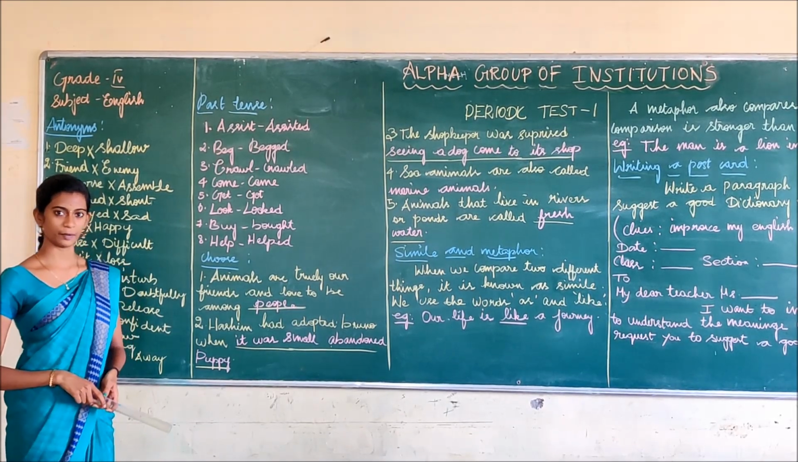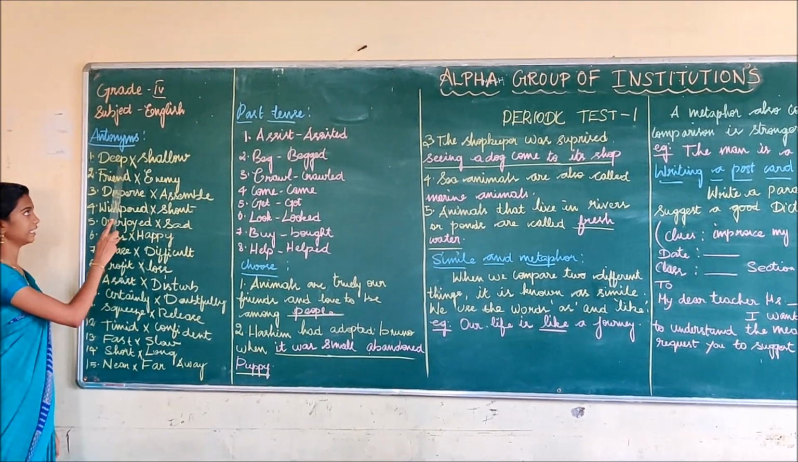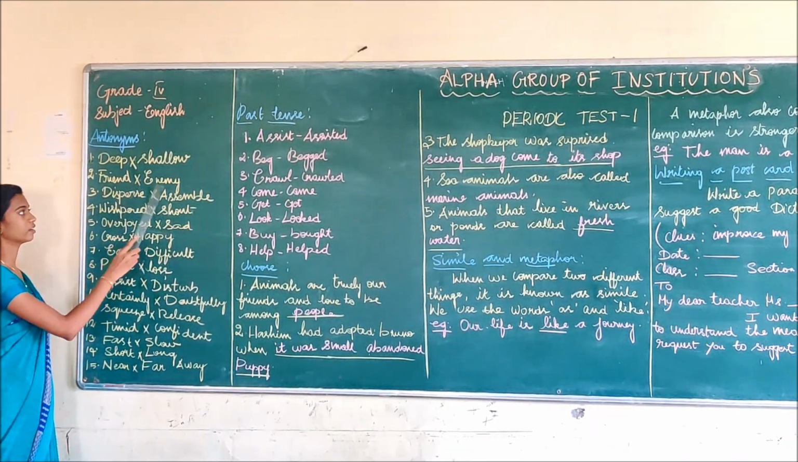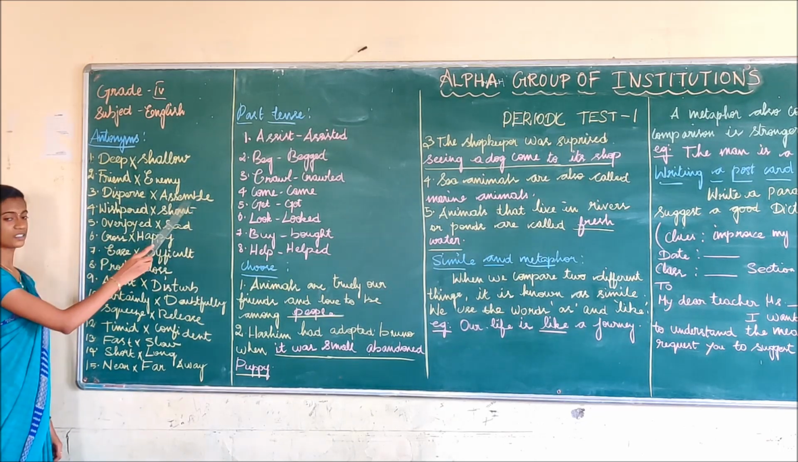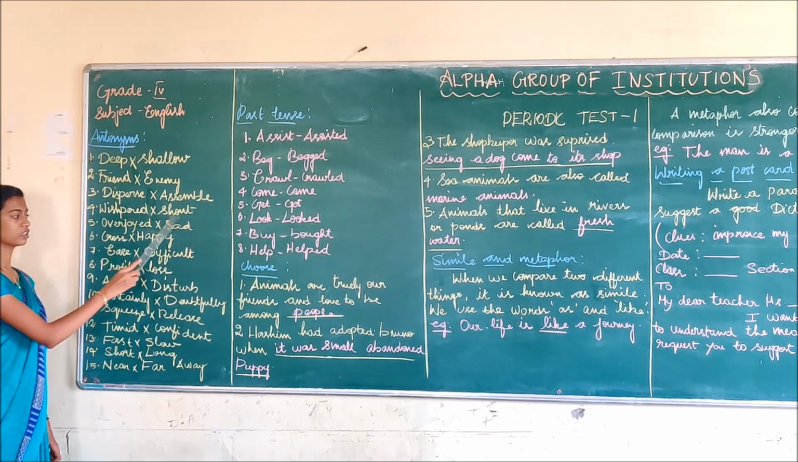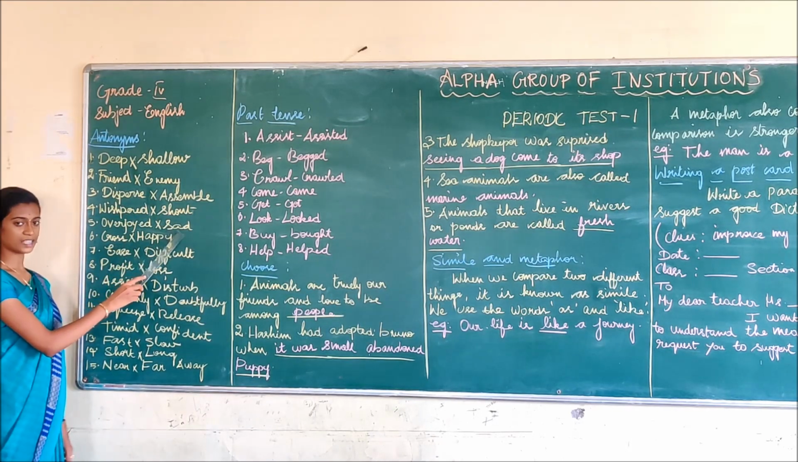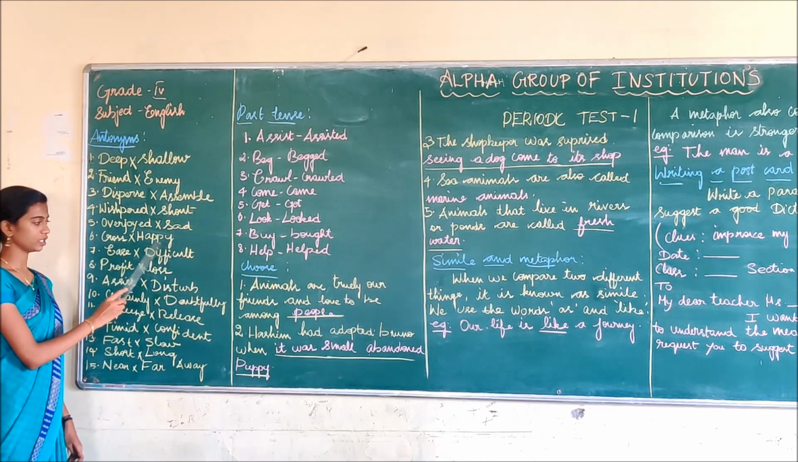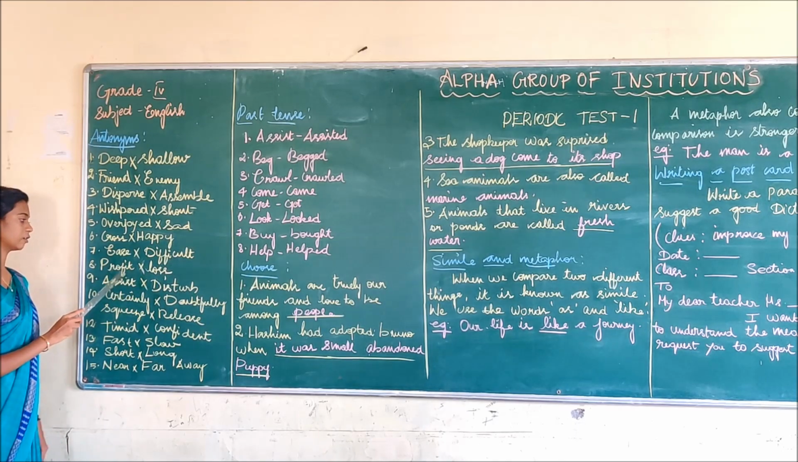Next, we are going to study about antonyms. Deep, shallow. Friend, enemy. Disperse, assemble. Whisper, shout. Overjoyed, sad. Cross, happy. Ease, difficult.